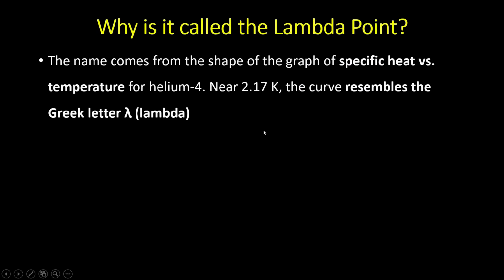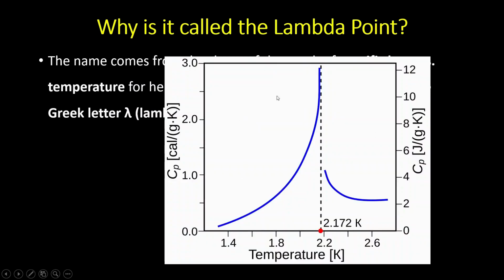Okay, so now the question is, why is it called the lambda point? It is because of the peculiar looking graph of temperature versus the specific heat of liquid helium 4. The name comes from the shape of the graph of specific heat versus temperature of liquid helium 4 at 2.17 Kelvin. As we have already discussed, it resembles the Greek letter lambda. This is the graph which I also showed you on the thumbnail.